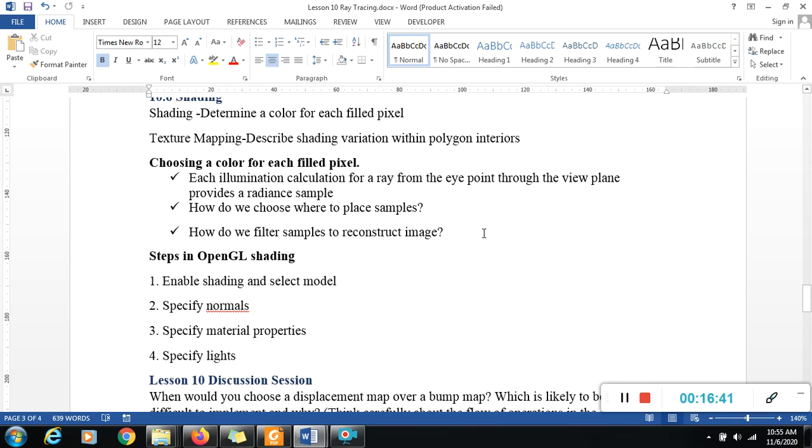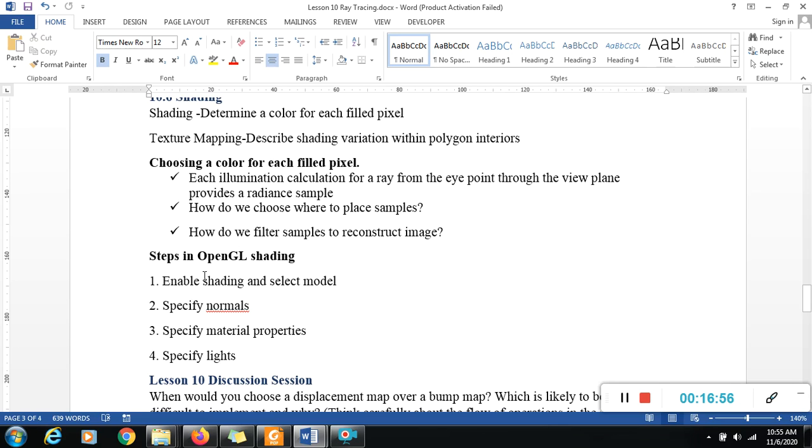Choosing a color for each pixel will require an illumination calculation for each ray from the eye point through the view plane, which provides a radiance sample. Then the other question you could ask yourself: how do we choose where to place samples? How do we filter samples to construct the image?